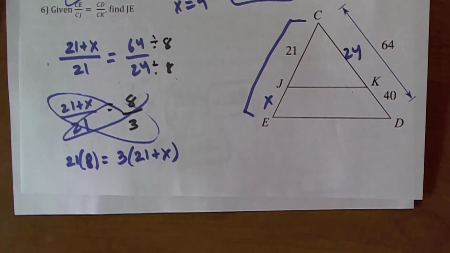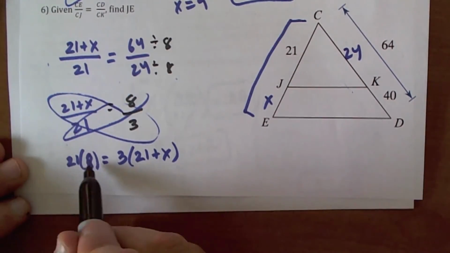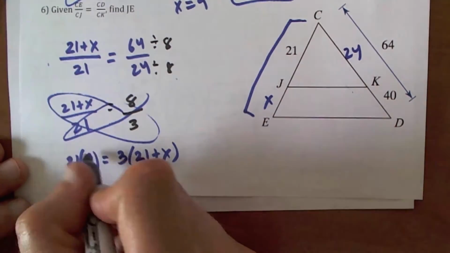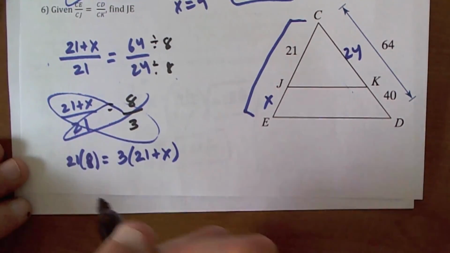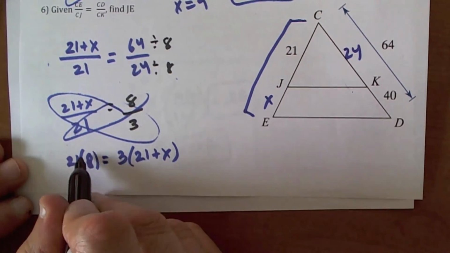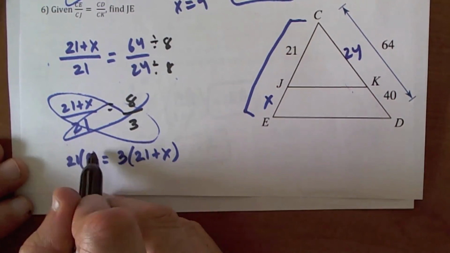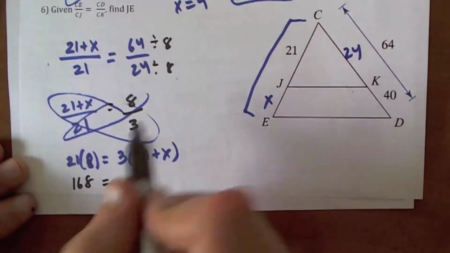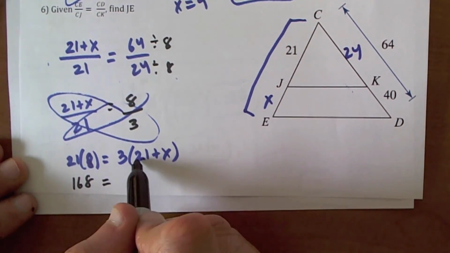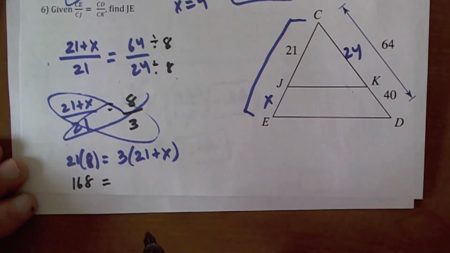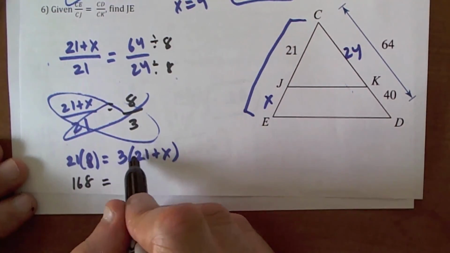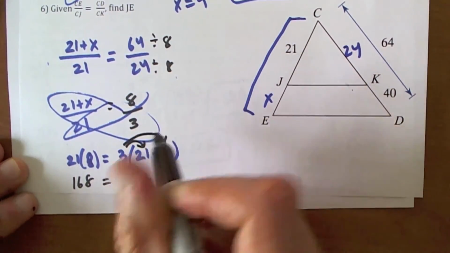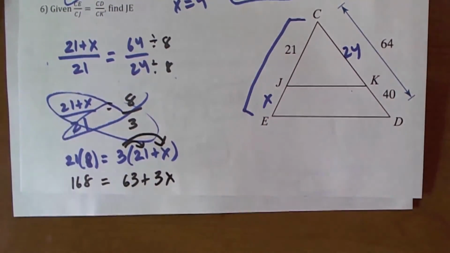Okay, let's do this without a calculator. 21 times 8, well, 20 times 8. 2 times 8 is 16, so 20 times 8 is 160. 160 plus one more 8, right? 1 times 8 is 8. So 160 plus 8 is 168. Right? 168. 3 times 21, right? 3 times 20 is 60. 3 times 1 is 3. So 63. So 63 plus, don't forget, distribute here, not x, 3x.